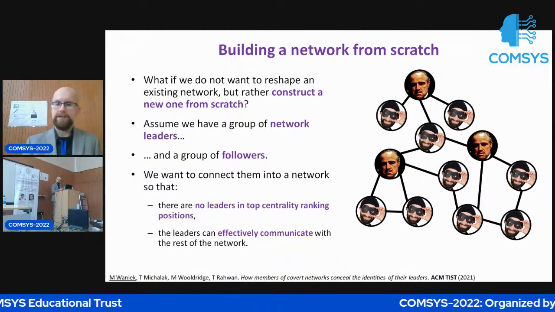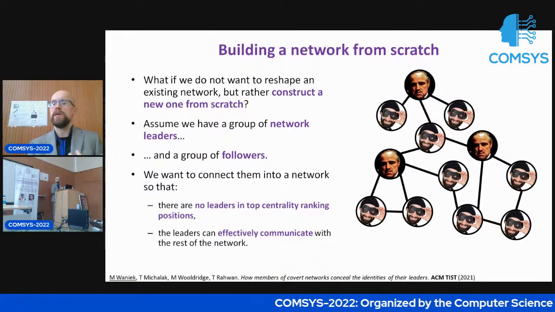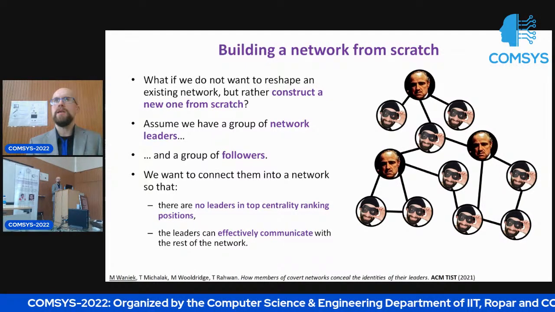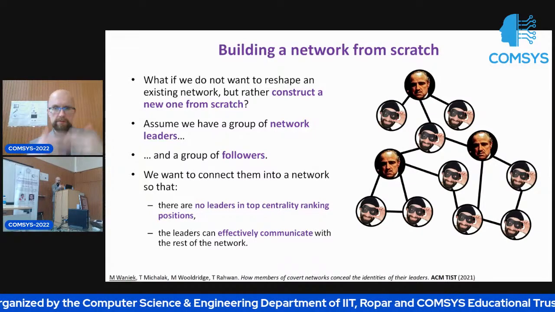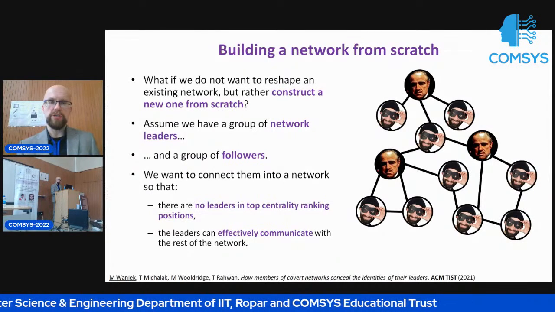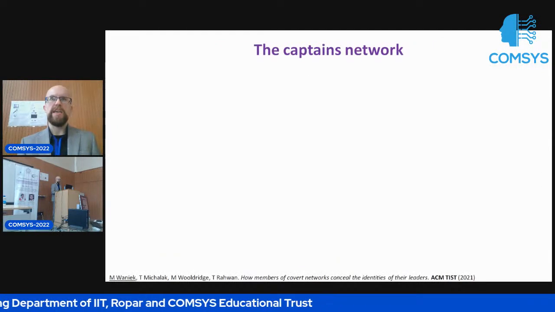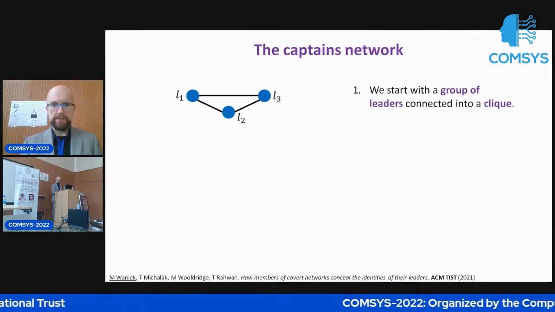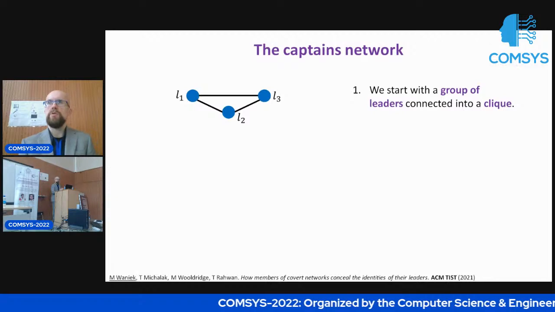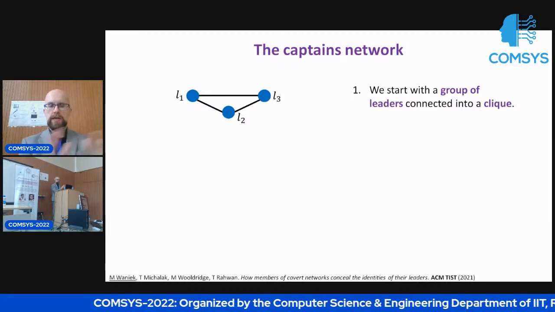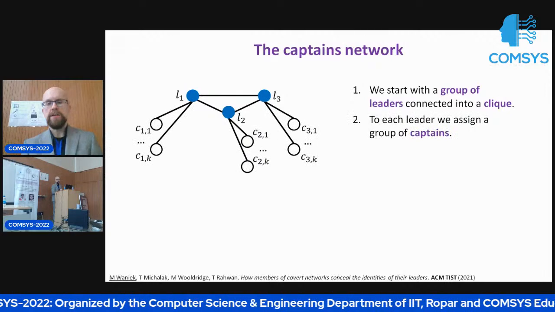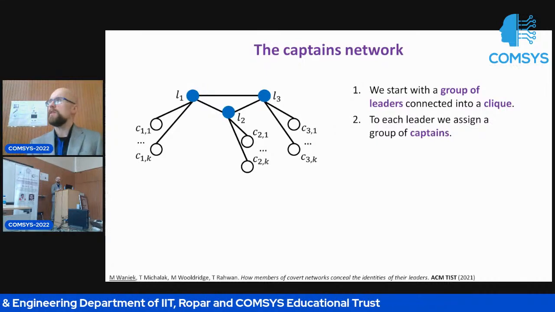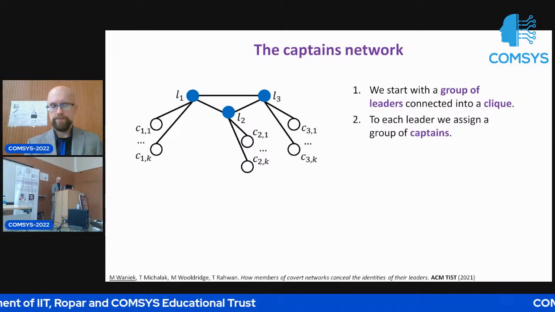Technically, in our research, we stated this so that the leaders still have the top influence in the network. So they are still very influential, but at the same time, they are protected from the centrality analysis by a potential seeker. Okay, so we came up with such a structure. The construction goes like this. We take the leaders and connect them into a clique. So again, we connect each leader with all other leaders. Then for each leader, we assign a group of captains. These captains are the only nodes that the leaders will communicate with in this network.